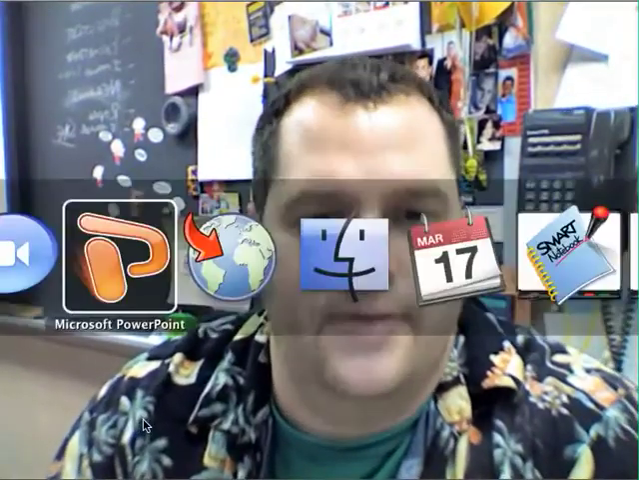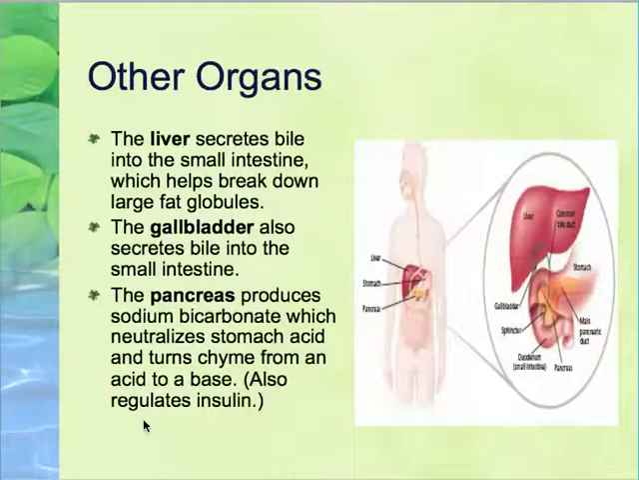Now, I promised you that I would tell you a little bit more about other organs of the digestive system, and I shall keep my promise now. The liver has a duct that runs into the duodenum of the small intestine, and the liver produces a substance called bile. Now, the liver does a lot of things, but right now, in terms of digestion, this is what we're going to concentrate on. The liver produces bile, and bile helps break down fat globules, so the fat globules can be further digested and absorbed.